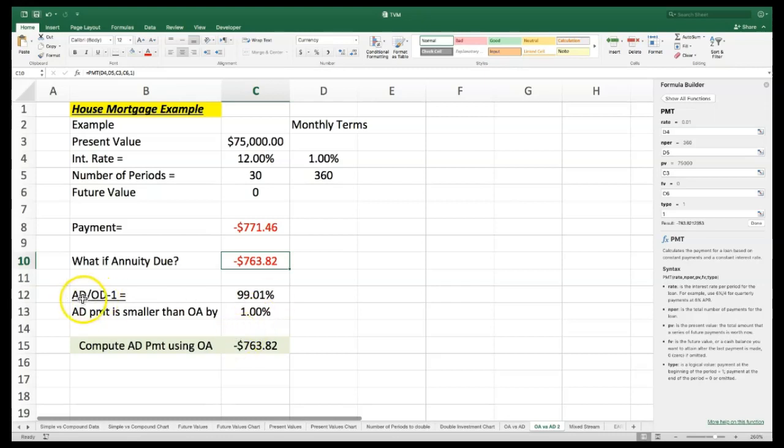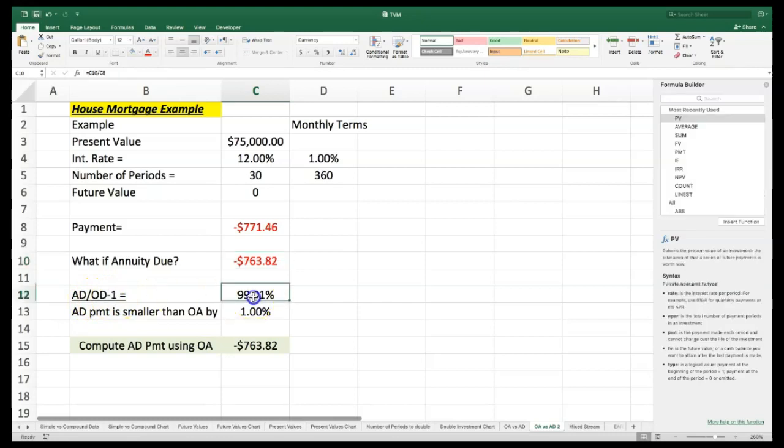In fact, if I look at the percentage difference, calculating the annuity due divided by the ordinary annuity minus 1, we can see that the annuity due has a value that's 99.01% of the ordinary annuity, or if I want to calculate that, I'll just take the inverse of 99.01%. The annuity due payment is smaller than the ordinary annuity payment by 1%. That 1% is exactly equal to the interest rate. So the payment of an annuity due is smaller than the payment of an ordinary annuity by the amount of the interest rate.